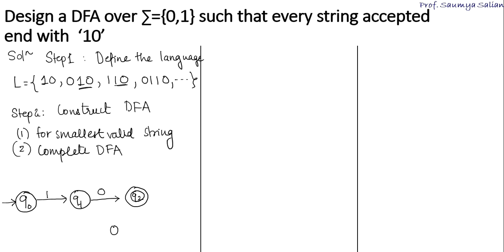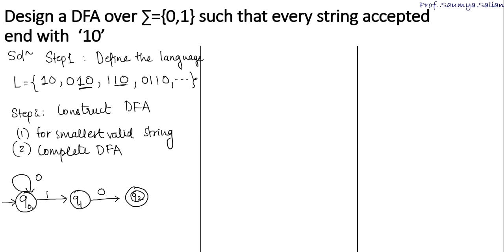At Q0, if I get a 0, what will happen? I know that to reach the final state, I have to come across this transition, that is from Q0 to Q1 and from Q1 to Q2, 0. So even if at the beginning I have n number of zeros, it doesn't matter, right? I know that to reach the final state, I have this transition. So I put up a self loop of 0 over here. Clear?